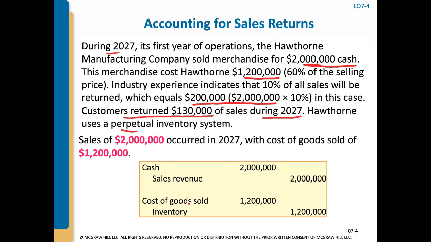So back to our example, let's talk about the initial sale of the $2 million. In this case, they got cash. For accounting for sales returns, it doesn't matter if you got the cash or the accounts receivable, because this is talking about what we are going to record our sales at.